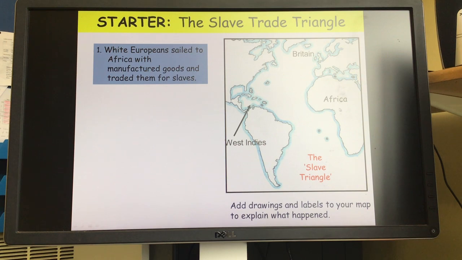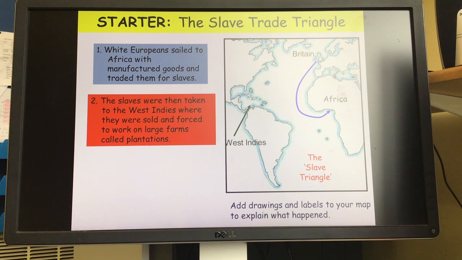Europeans sailed to Africa with the guns and swords, the manufactured goods, and trade them like a trade deal for slaves. That's the first part. The second part is they are then taken from here, okay, across to the West Indies or the Caribbean. Okay, so there are two names for this area of land, which is made up of the small islands like Jamaica, Bermuda and Barbados. They're all kind of around here.